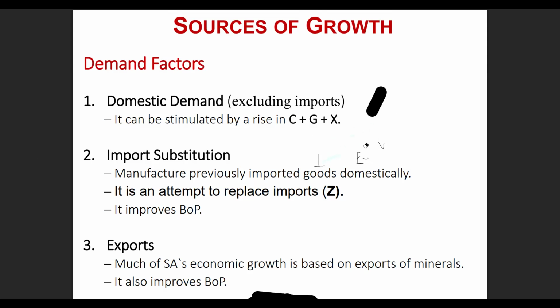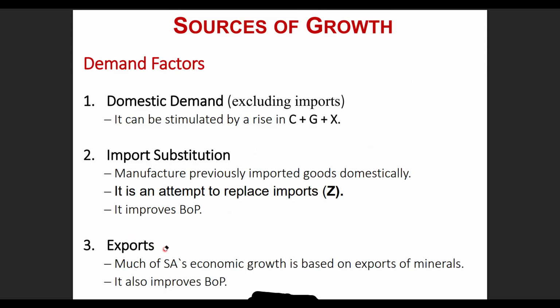So import substitution is also good for economic growth because now if we're trying to discourage imports by producing items which were previously imported, by producing them domestically within South Africa, it then increases the production capacity of the country, right? Which is economic growth. And then number 3, the demand factors, is exports.